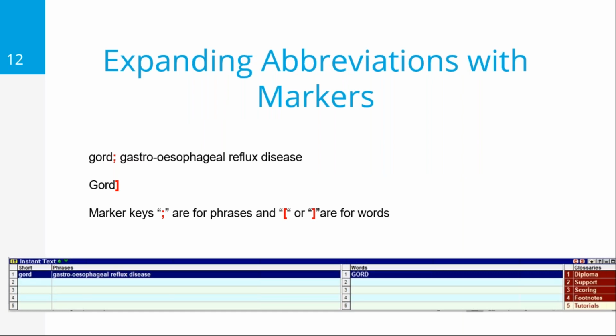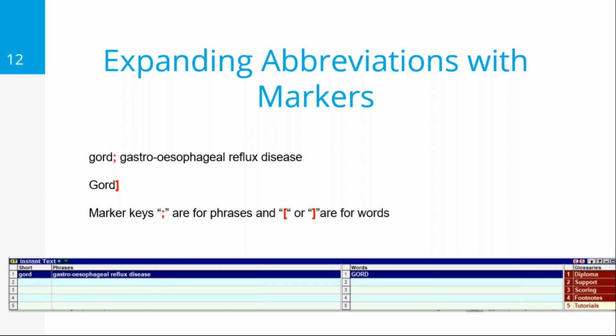Okay, so when you enter your letters, sometimes you'll see both a single word and a phrase at the same time, and you can see the little instant text bar underneath, and this is what your screen would look like if you've loaded instant text, and you can start to see the words appearing there as you're typing. You can choose which one of them that you wish to use by clicking on the marker keys. Now, the marker keys can be customized to whatever you want. The default is the semicolon for a phrase and a square bracket, either the left or right square bracket for a word.